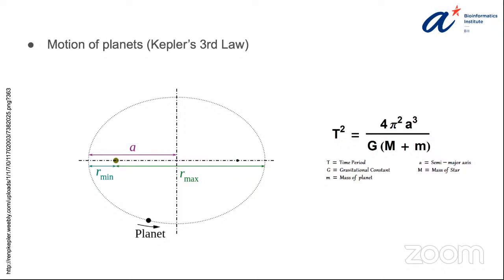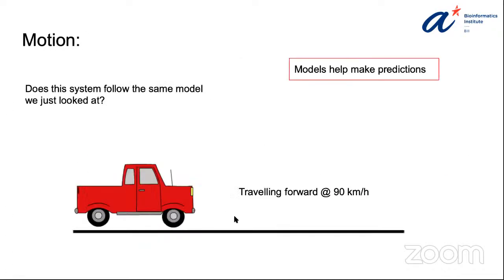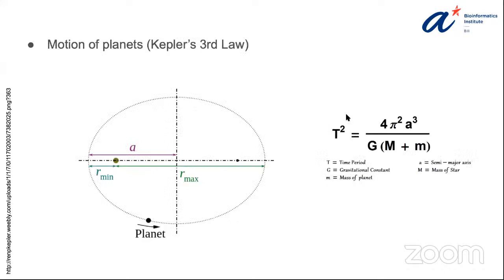Here I'm showing you a model which predicts how long it takes for a particular planet to complete its orbit. To explain this, Kepler's laws are there. Kepler's third law looks something like this. We're not going to go into the details of this because this is beyond the scope of today's talk on biological systems, which I will come to shortly.